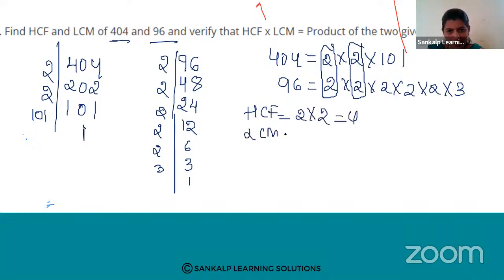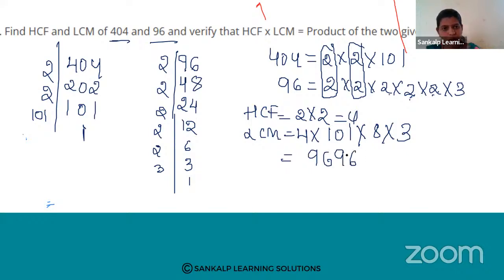LCM is HCF into remaining numbers. The HCF is 4. Remaining numbers 101 into 2 into 2 into 2. 2 2s are 4, 4 2s are 8, right? So into it, into 3. So if you do the multiplication of these numbers, you will get the product 9696. Okay, do it and see, 9696 will come.